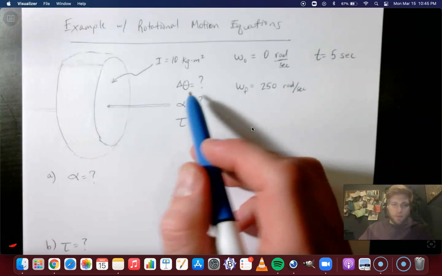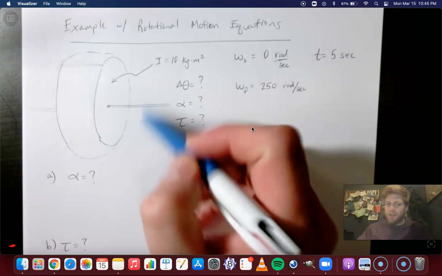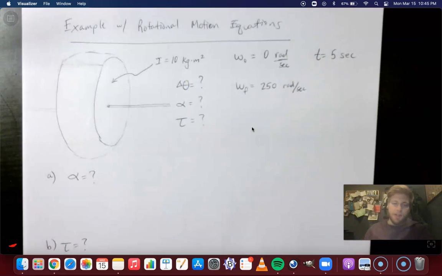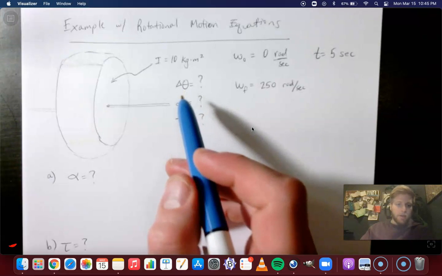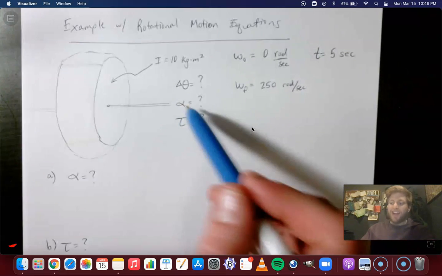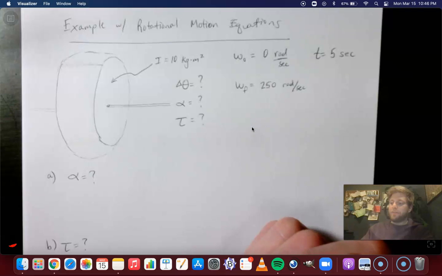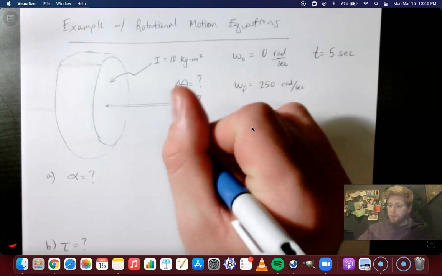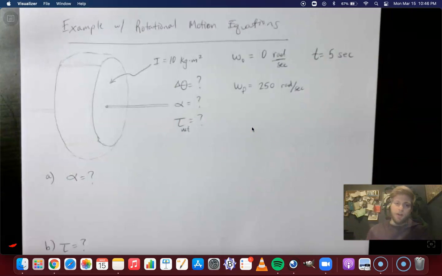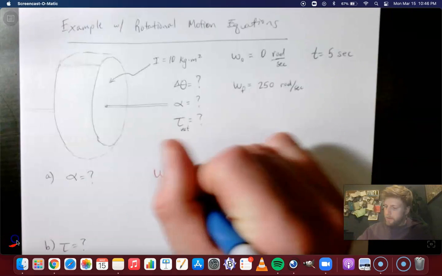So the ultimate thing we want to know is how far did the wheel go? That would be in terms of angle, so delta theta. We also would love to know, in order to answer that, what is the angular acceleration and what is the net torque. We'll put net torque on our object. So let's dig into part A.